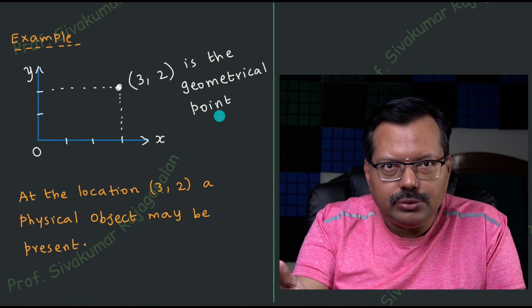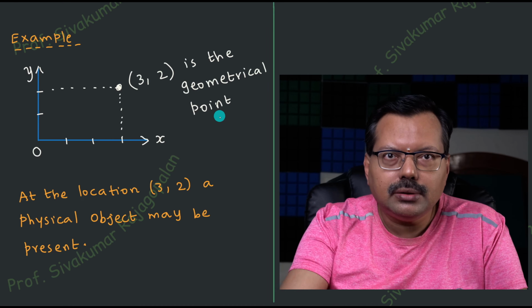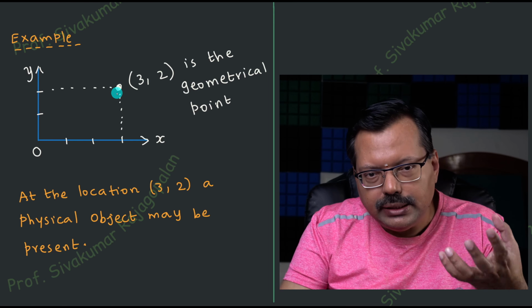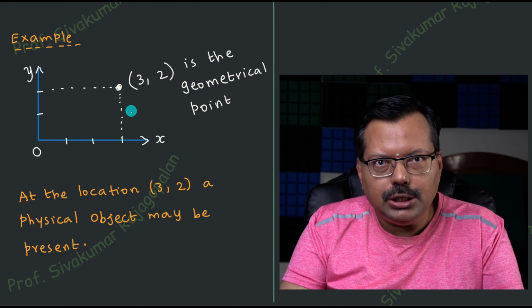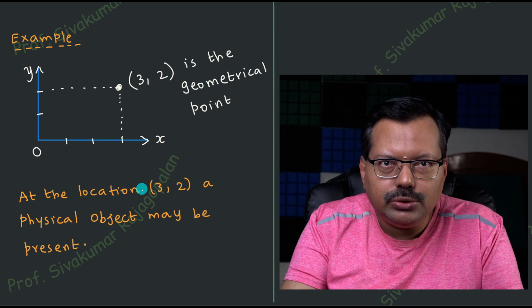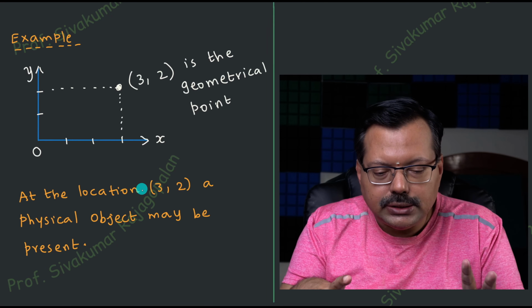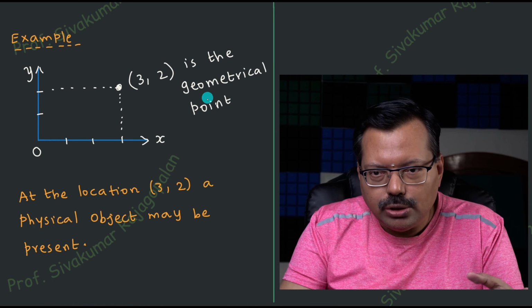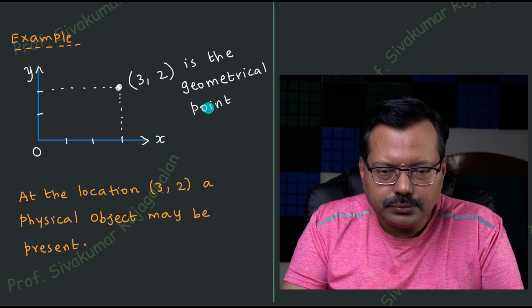We don't say the concept of physical point. Physical point means something that you can see directly. For example, a cricket ball. You can bring the cricket ball and keep it at the location (3, 2). That is visible to you. If it is not visible, maybe you can see through a microscope. That's all about it. So, physical objects and mathematical or geometrical points are two different things. These two things are not the same.